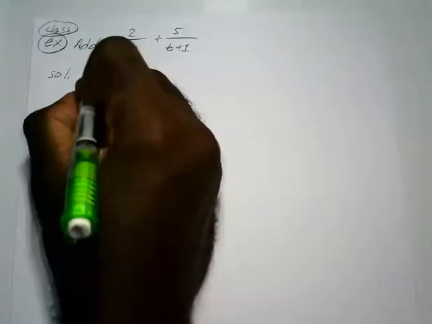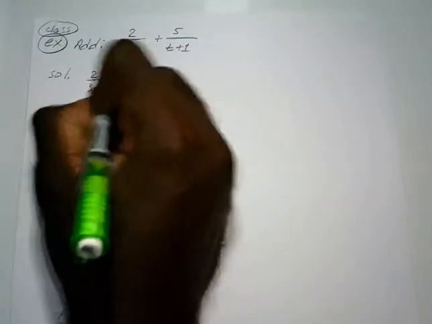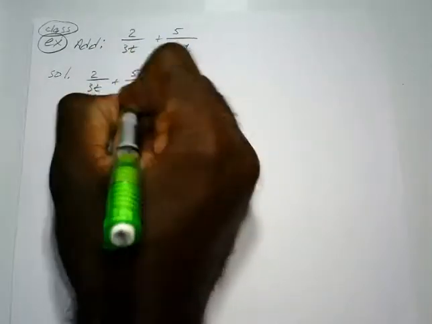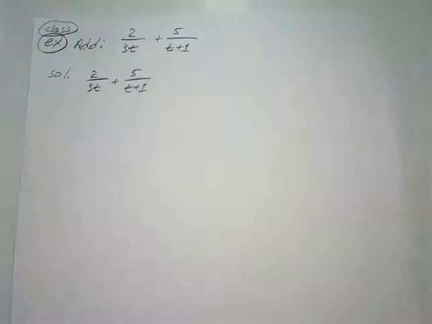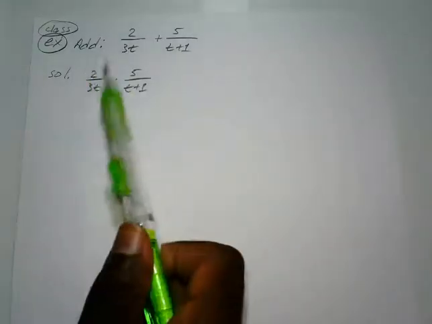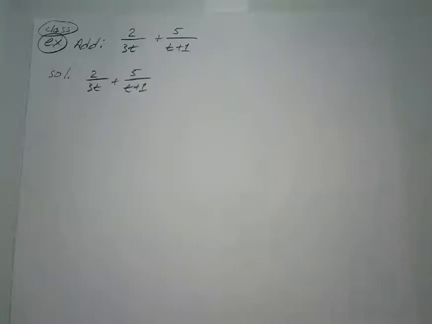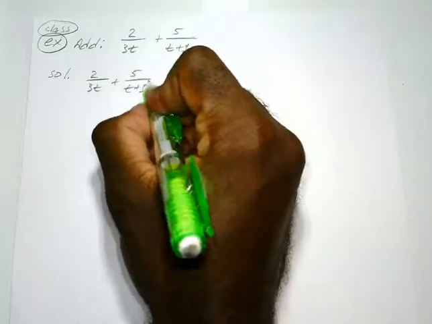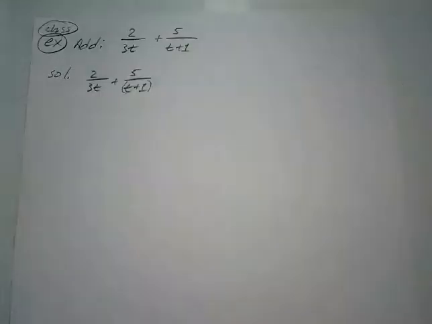Okay, so I'm just going to rewrite it. 2 over 3t plus 5 over t plus 1. They're already factored. You can't factor these down any more than they already are, so you can skip that first step. Okay, so now you want to go to your second step where you want to match your denominators. And this t plus 1, we're going to go ahead and put that in parentheses.